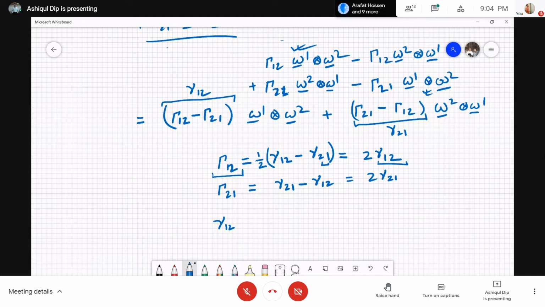That doesn't seem right again. There should be more actually. It should be opposite. Small gamma 2 1 should be the double of the other thing. Or let's do the algebra. So gamma 1 2 minus gamma 2 1 equals to small gamma 1 2, and then gamma 2 1 minus gamma 1 2 equals to small gamma 2 1.